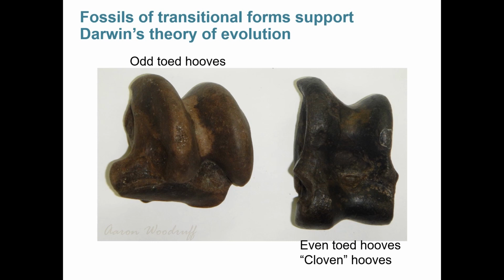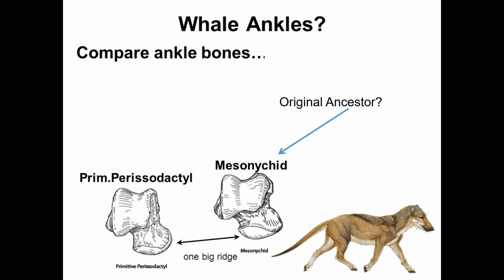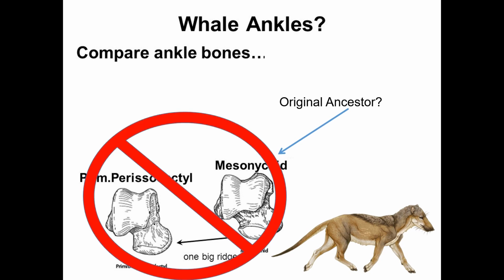Because whales and hippopotami are closely related molecularly, we would expect the ancestor of whales to have a cloven-toed ankle. So did the wolf-like organism have an ankle that looked like this? No. Instead, it has an ankle that's consistent with having an odd number of toes. So even though we don't have access to its genetics, we can say that it's not closely related to a hippopotamus, so it's probably not closely related to a whale.